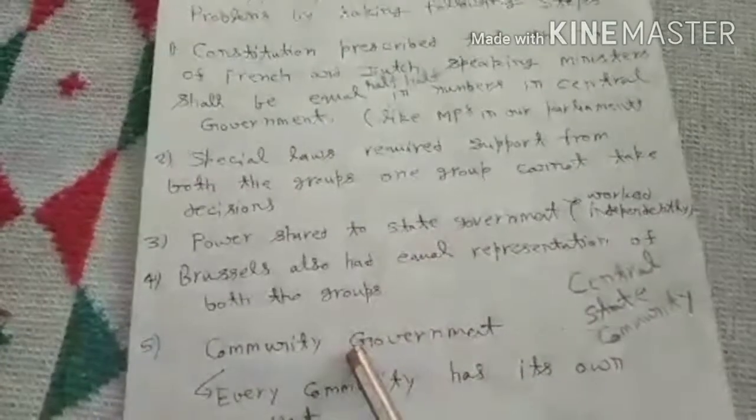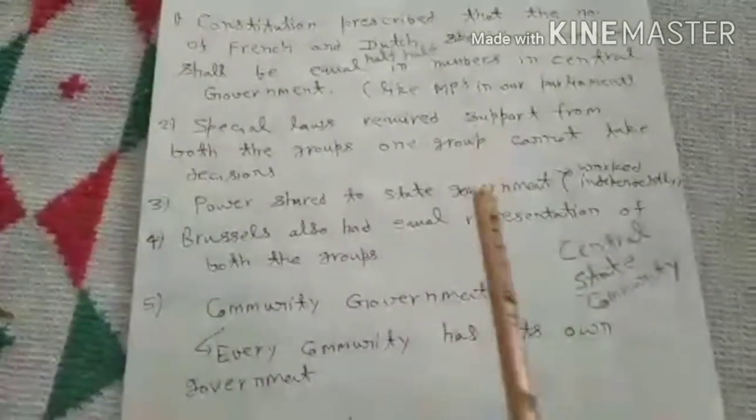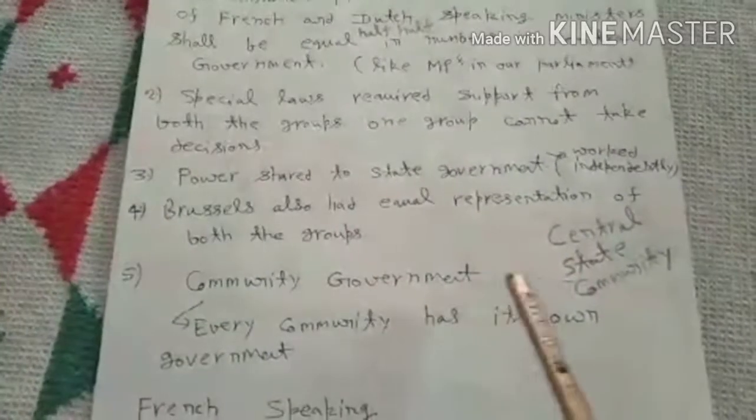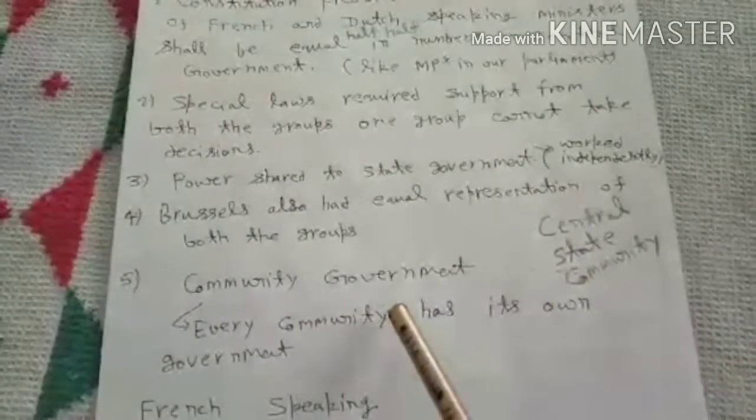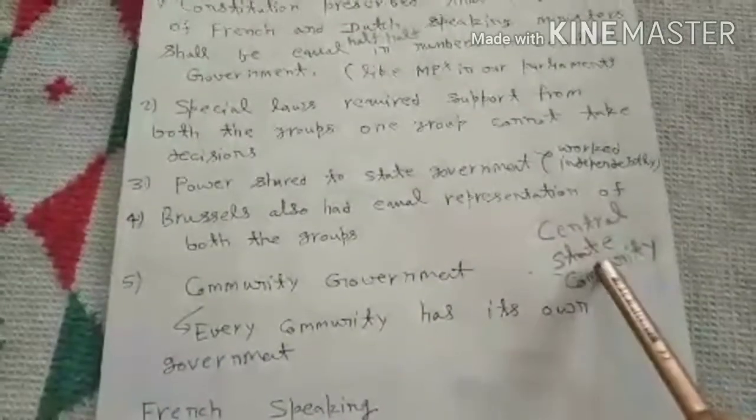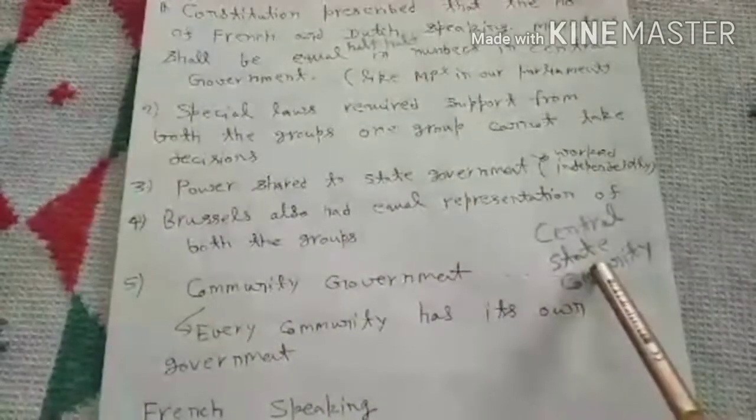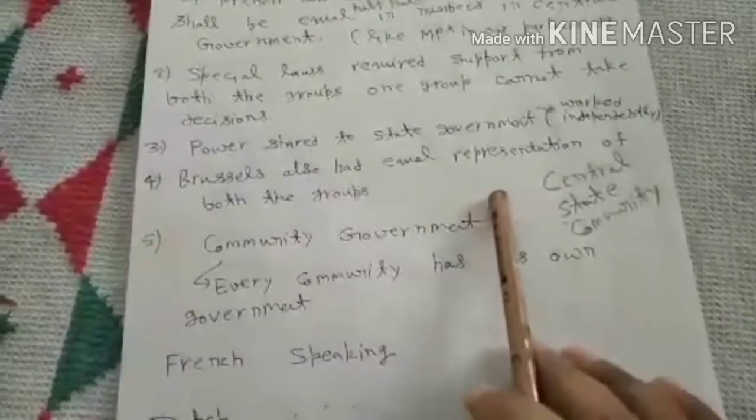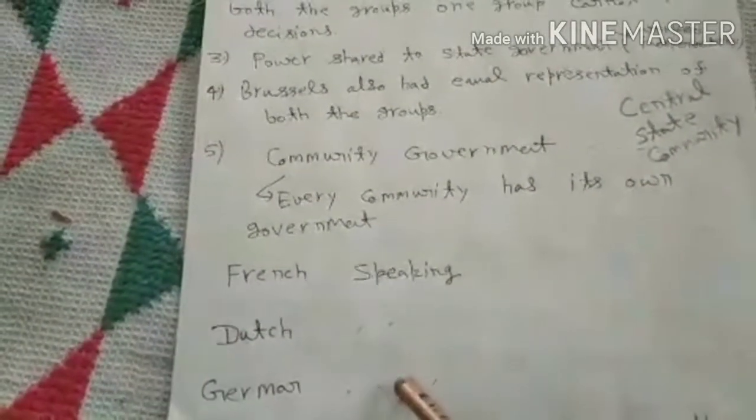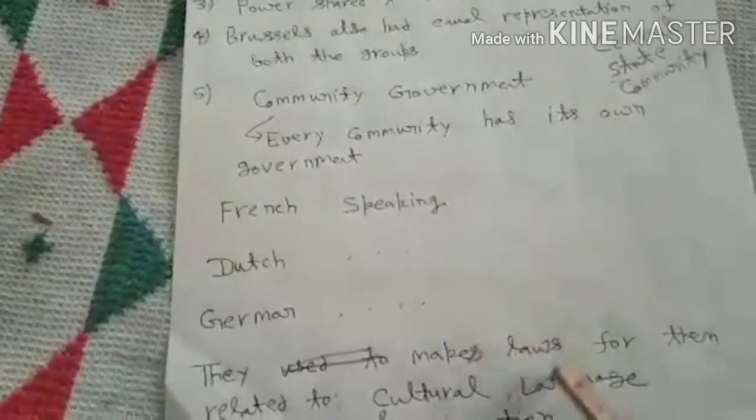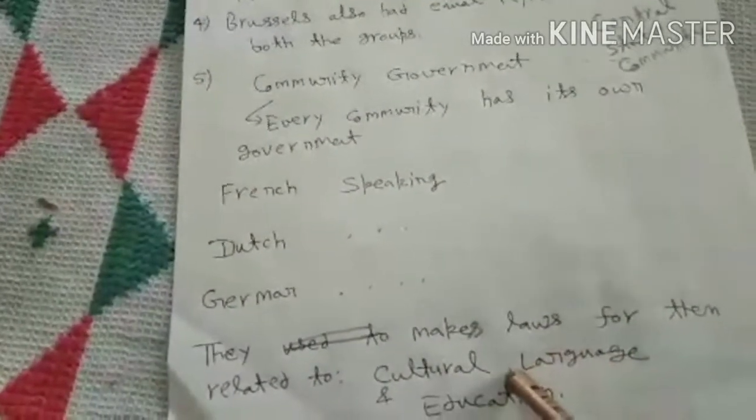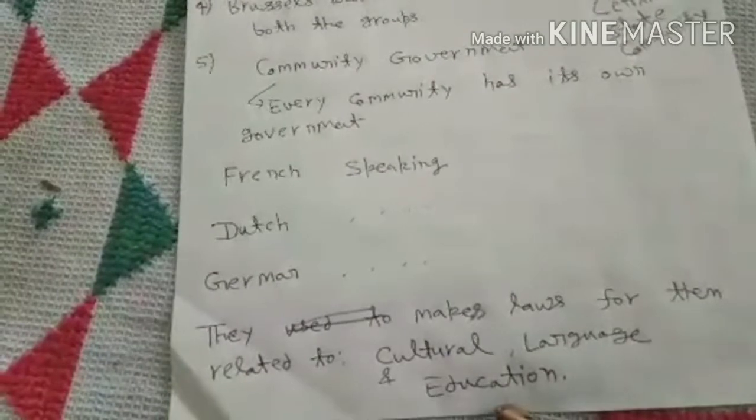Fifth, there is also a community type of government. Actually in Belgium there are 3 kinds of government: central, state and community. The community government is divided to work for French speaking people, Dutch speaking people and German speaking people, and they make laws for them related to culture, language and education.